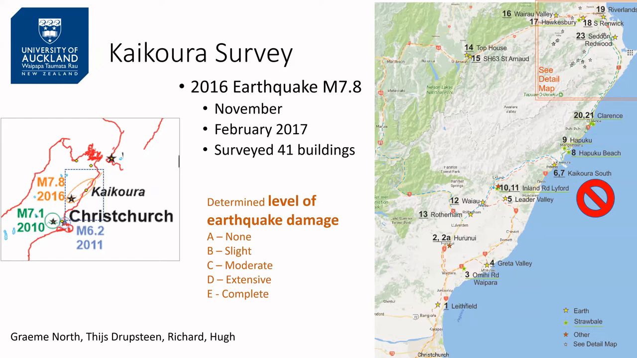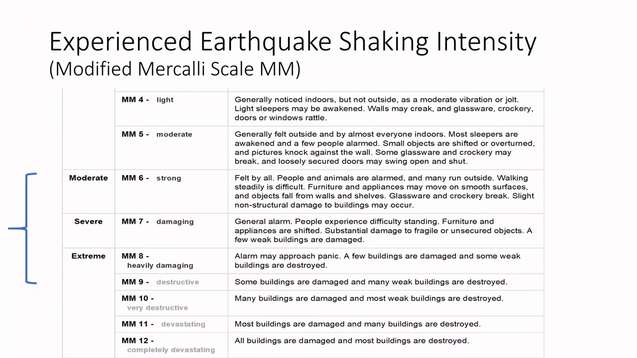We looked at the houses that we saw and allocated them a level of damage: A of none, B of slight, C of moderate, and made a descriptive as well as qualitative evaluation of the damage. We also looked at the modified Mercalli scale, which is based on local accelerations, and we were MM6, 7, and 8. If you look at MM8, MM7, it means general alarm, people can't stand up, furniture and appliances move, substantial damage to fragile and unsecured objects. And so by asking people, we actually got this qualitative approach to their evaluation of the local earthquake experience.